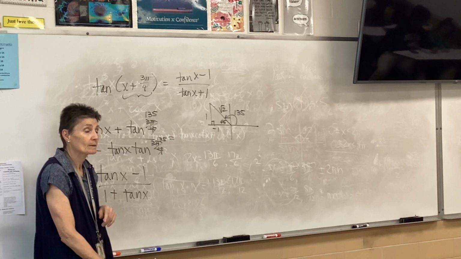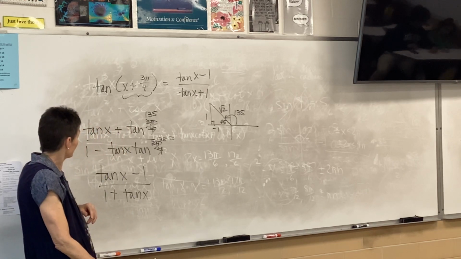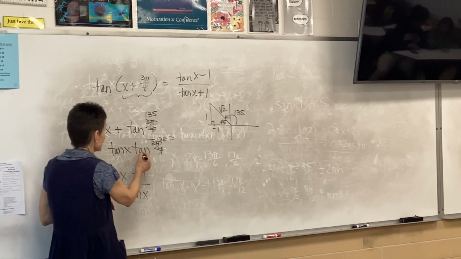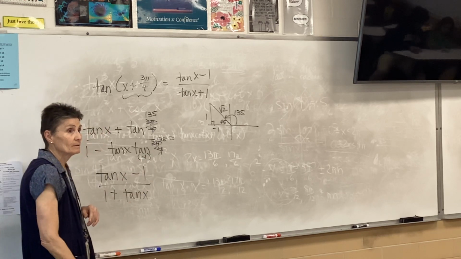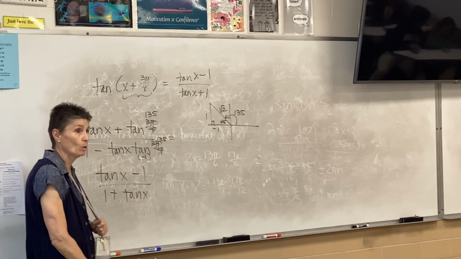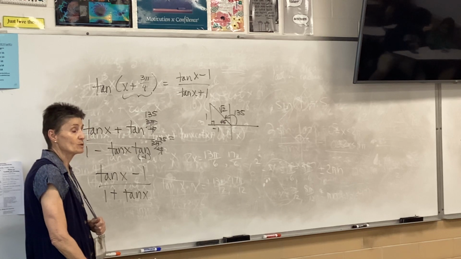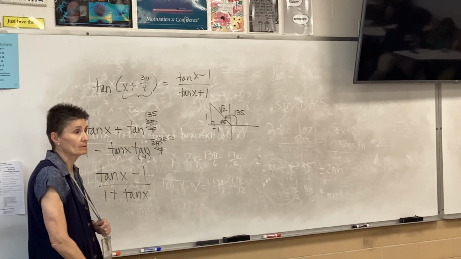Wait, how did you get the 1 minus to switch to 1 plus? Because this is negative 1. The tangent of 135 is negative 1. So then, oh, okay. So it's 1 minus a negative tangent.